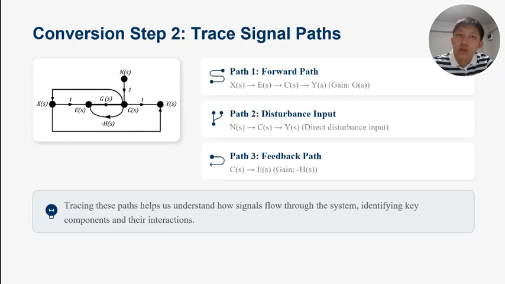Step 2 is to trace the signal paths. We have a forward path from X(s) to Y(s) through G(s), a direct path for the disturbance N(s), and a feedback path from C(s) back to E(s) with a gain of H(s).